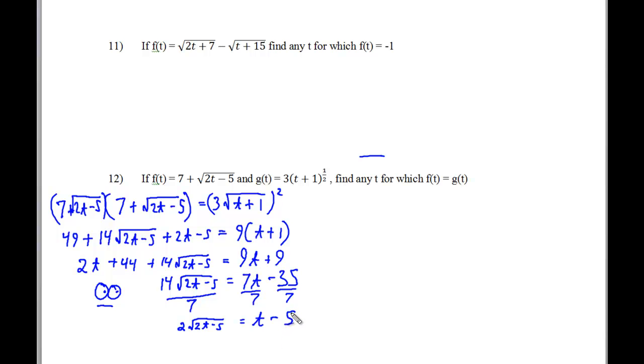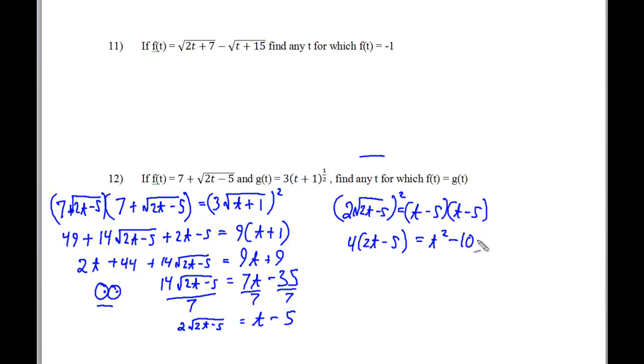That's going to make things a lot easier when I go to my next step, which is squaring both sides. And I think without actually seeing that in the problem, most people would have missed that. So I'm going to square this, which means I have to write this twice because I'm squaring both sides. So this becomes 4, and then this becomes 2t minus 5 is equal to t squared minus 10t plus 25. So this is 8t minus 20 is equal to t squared minus 10t plus 25.